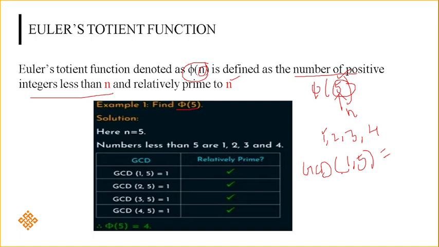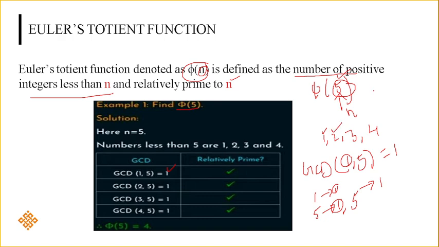So how do we find the GCD of 1 and 5? For more information on finding the GCD of any two numbers, you can watch my previous videos. However, I will give some idea here. Take the divisors of 1, which is just 1. Now take the divisors of 5, which are 1 and 5. Among these, the common divisor is 1. So the GCD of 1 and 5 is 1.